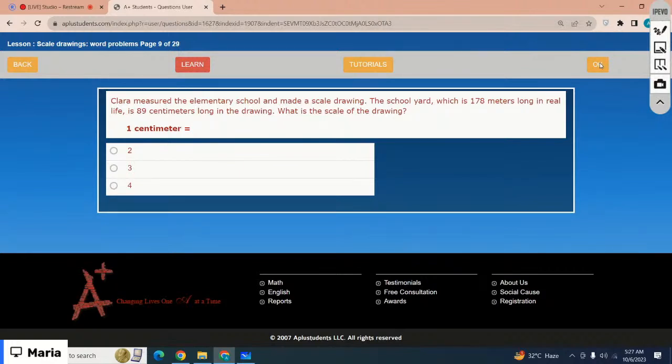Clara measured the elementary school and made a scale drawing. The schoolyard, which is 178 meters long in real life, is 89 meters long in the drawing. What is the scale of the drawing? Which is the correct option?